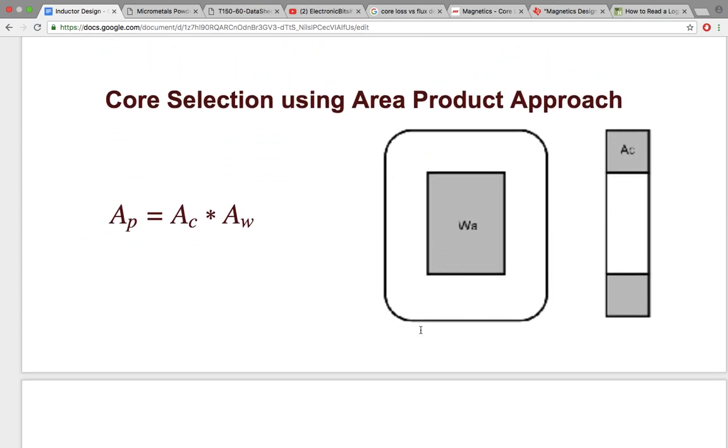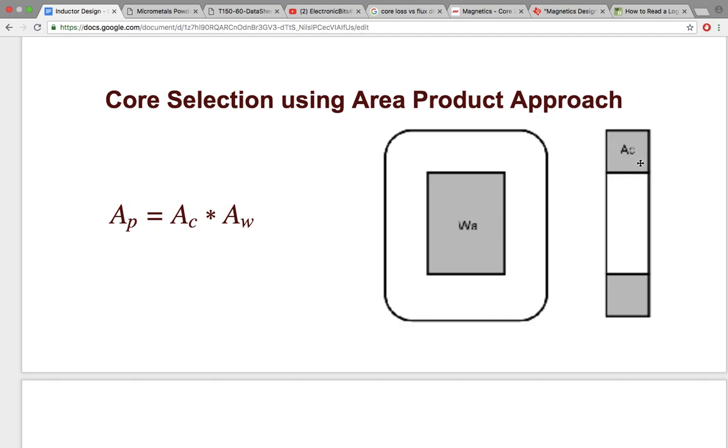Okay, so the second method is the area product approach. So what is area product? Basically, we will have some space for placing windings. The place where we put the windings is called the window area, where we can insert the conductors and wind the windings.